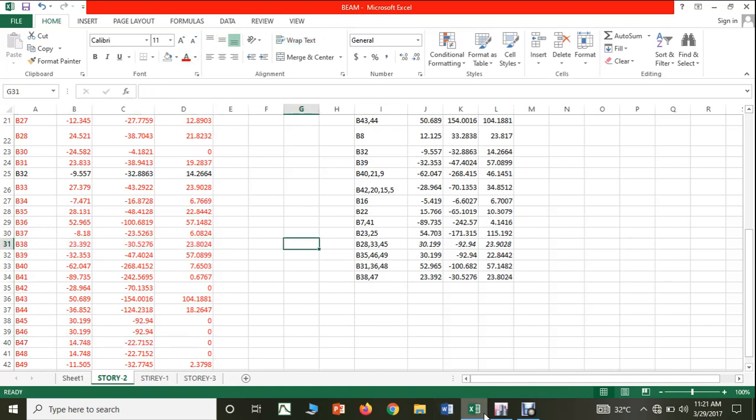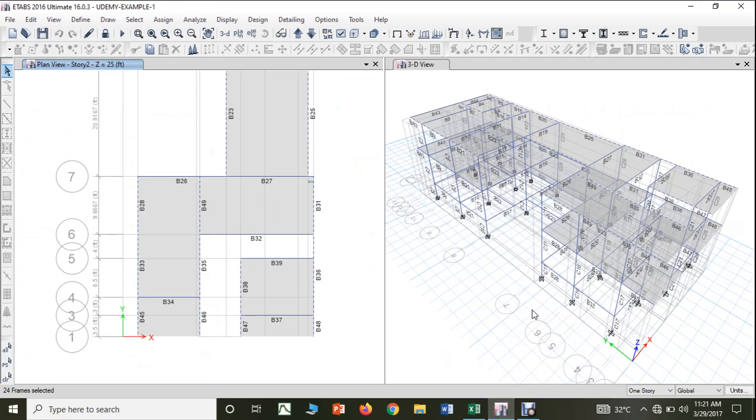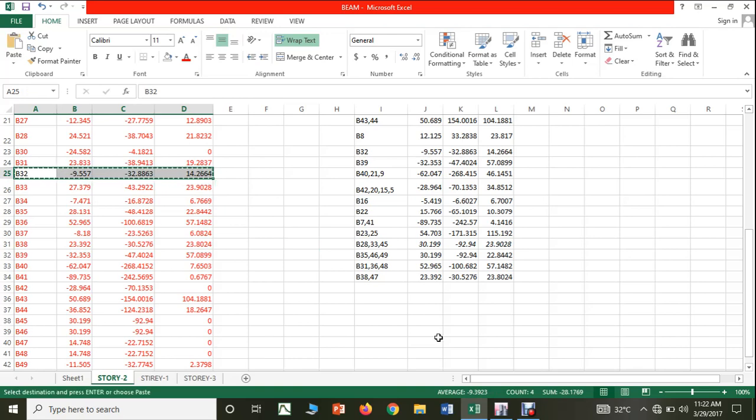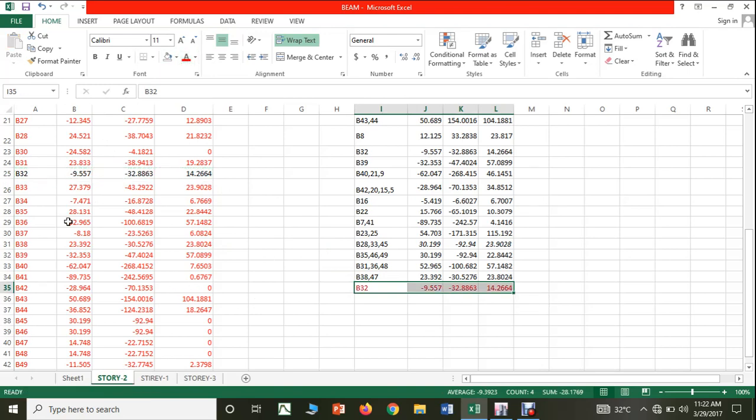You have left with beam 32, so which is that beam? Yeah, it is a horizontal beam 32. Definitely it has to be done individually, so beam 32 we will do individually. Okay, yes, so these are the groupings that we are supposed to do for story 2.